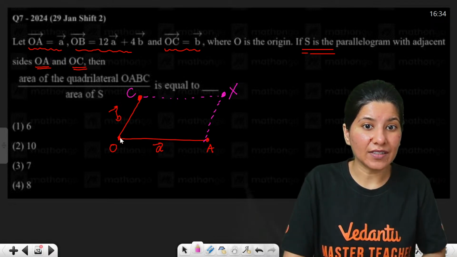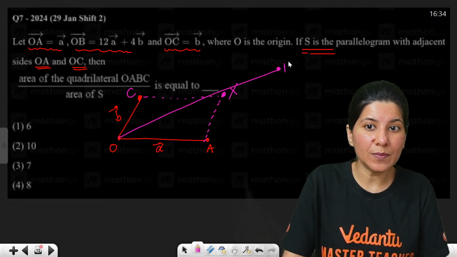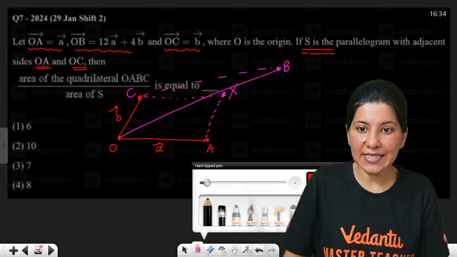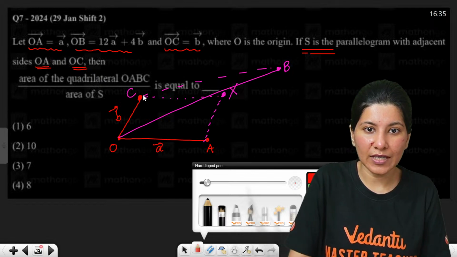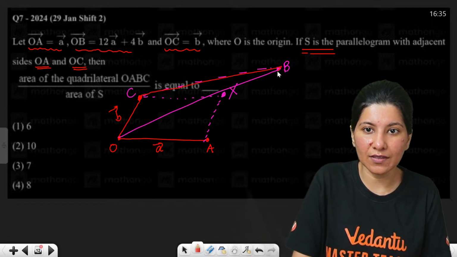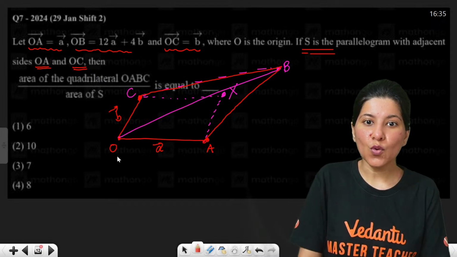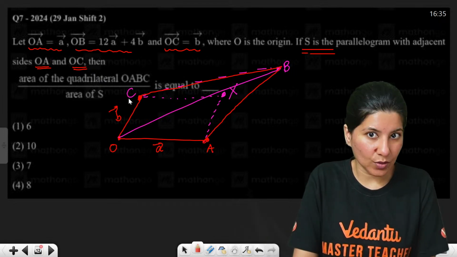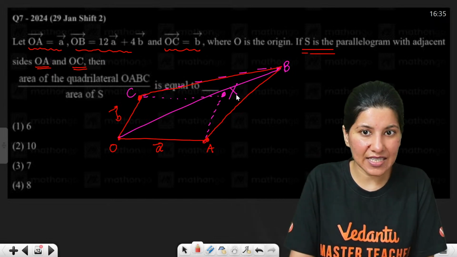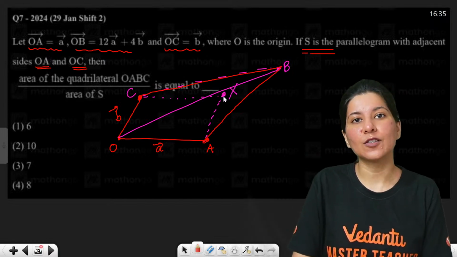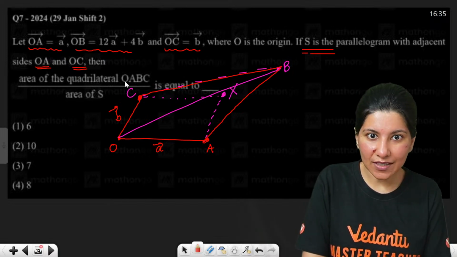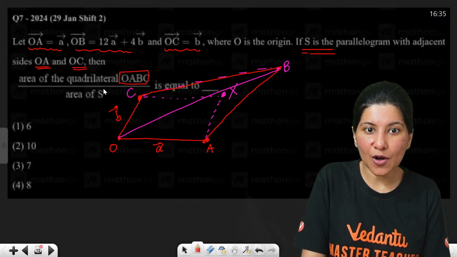Because OB vector, can you see OB vector? B is this point and this is a quadrilateral, right? OABC is actually a quadrilateral. So OABC is a quadrilateral and OAXC, you can call it D as well, is a parallelogram. Now what they are asking is area of quadrilateral OABC upon area of parallelogram.